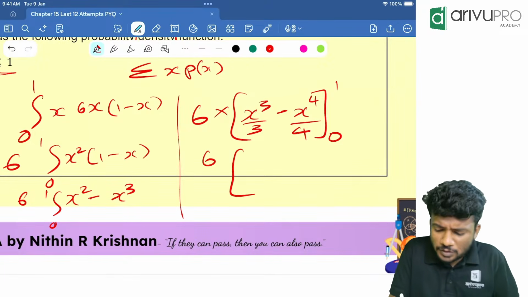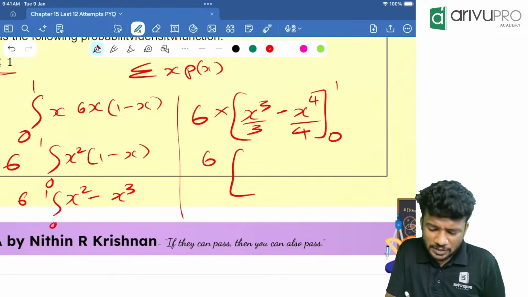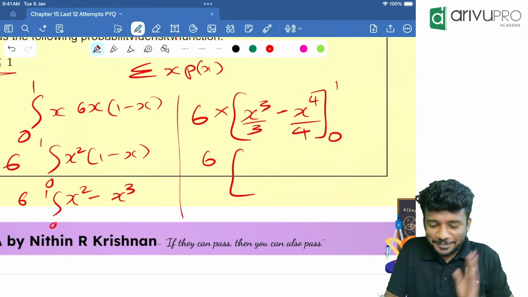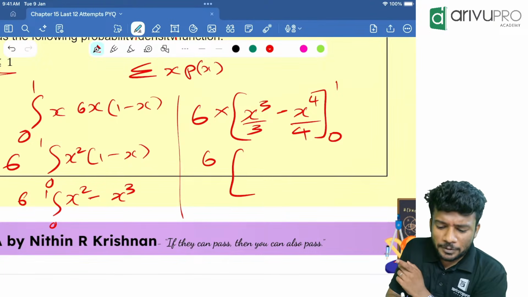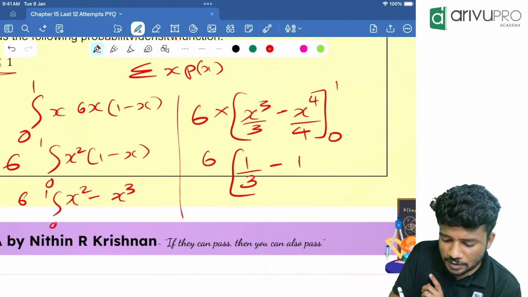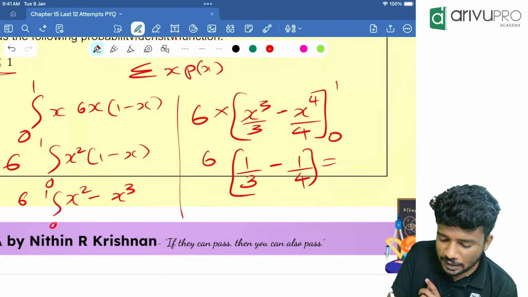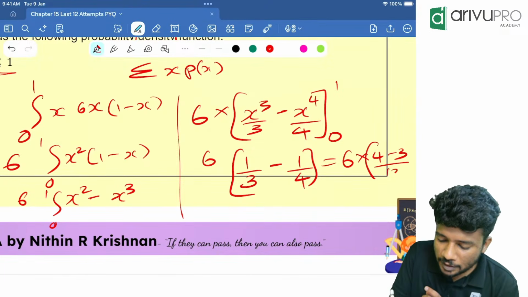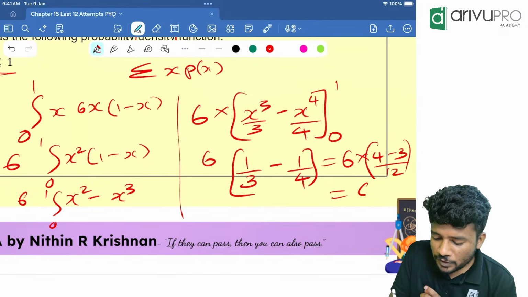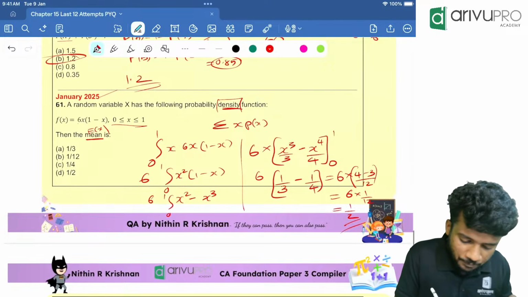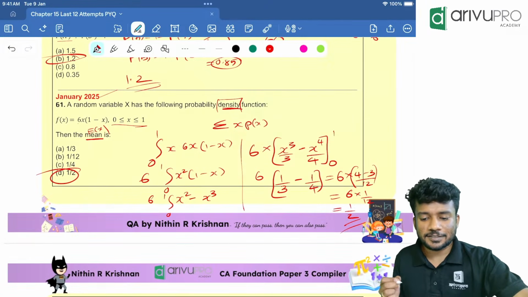6 into. So the lower limit is 0. Since x is present in every term, you can ignore it. Then you put the upper limit. That means 1 by 3 minus 1 by 4. Take the LCM. 6 into 4 minus 3 divided by 12, which is equal to 6 into 1 by 12, which is 1 by 2. Option D is your answer.